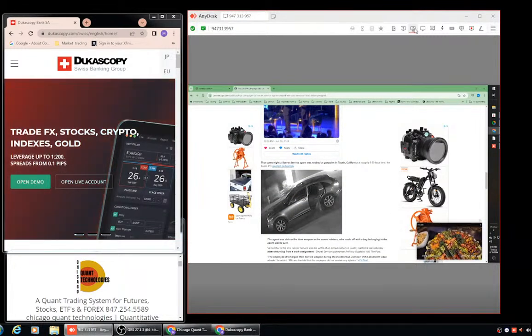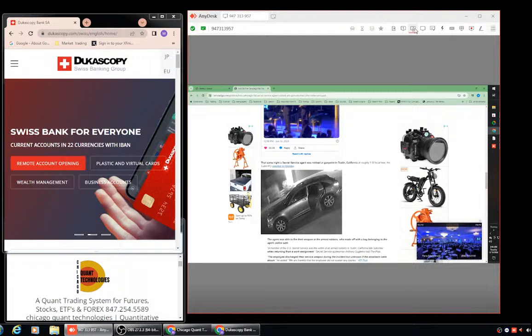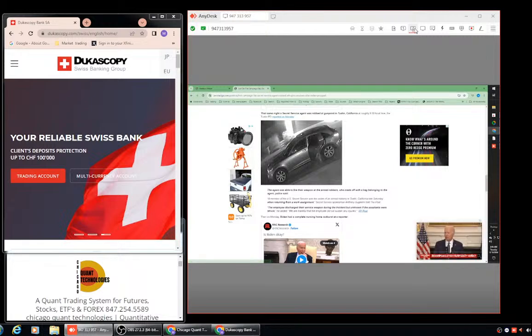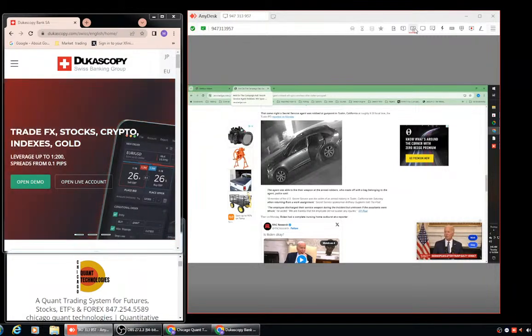Same night, a Secret Service agent was robbed at gunpoint in Tustin, California at roughly 9:30 local time. The Tustin PD said the agent was able to fire their weapon at the armed robber who made off with a bag belonging to the agent. Okay. A member of the U.S. Secret Service was the victim of an armed robbery. Oh my God, what a crazy place we have nowadays. It's just weird. And Mr. Biden's dogs keep on biting his bodyguards. It's really weird. Ah, God, it's so strange.